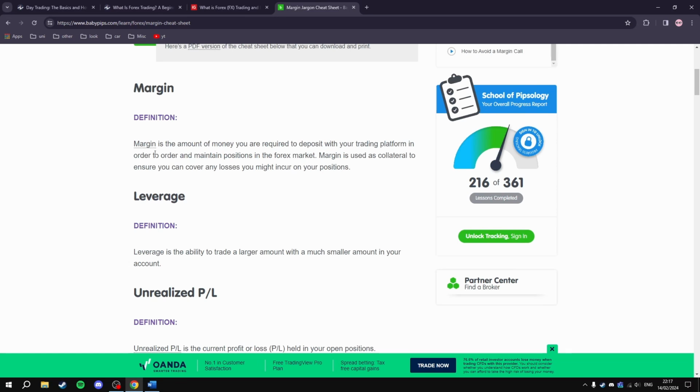Right, so margin definition. Margin is the amount of money you are required to deposit with your trading platform in order to open and maintain positions in the Forex market. Margin is used as collateral to ensure you can cover any losses you might incur on your positions. Yep, so we've got that.